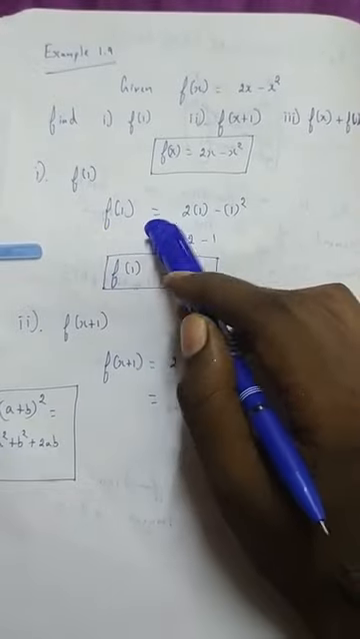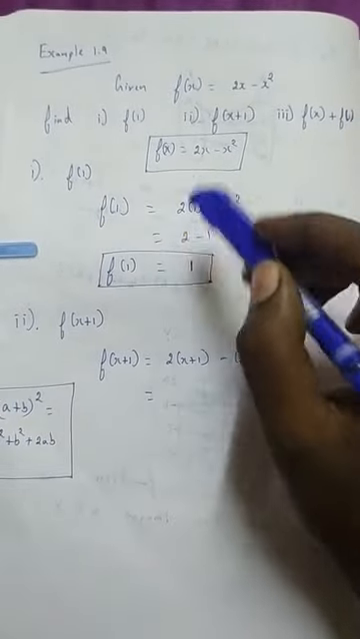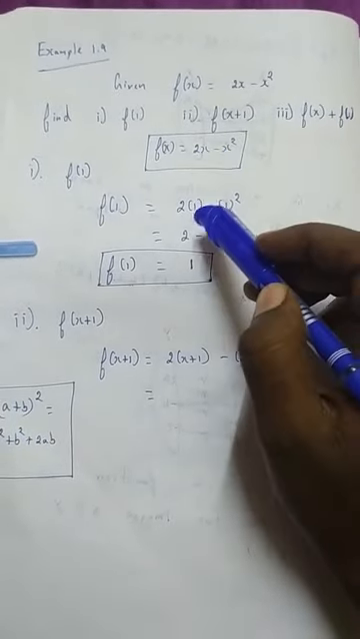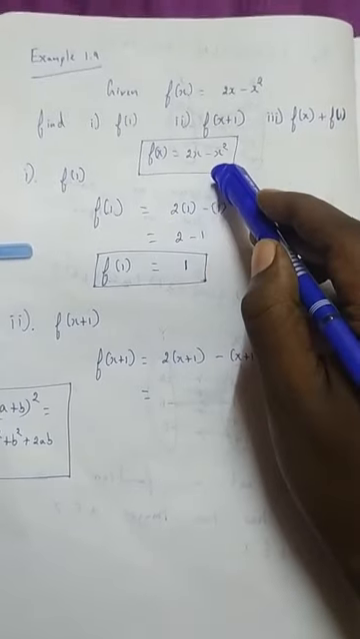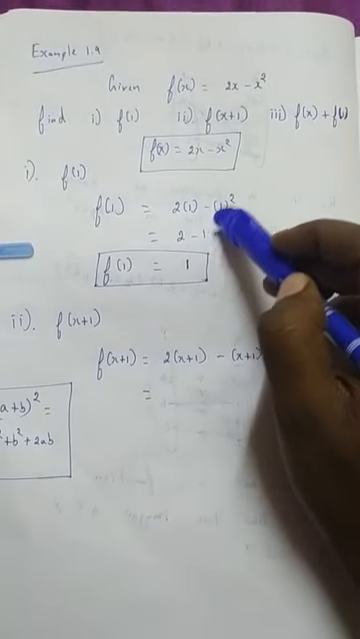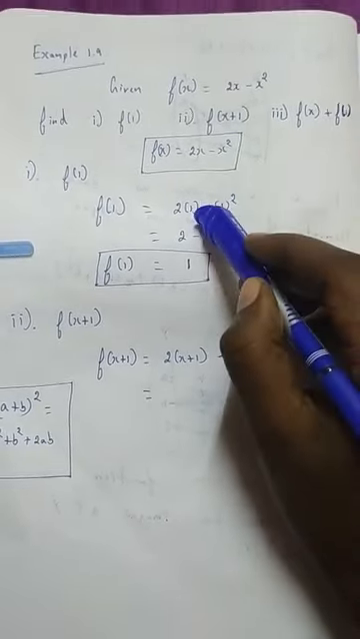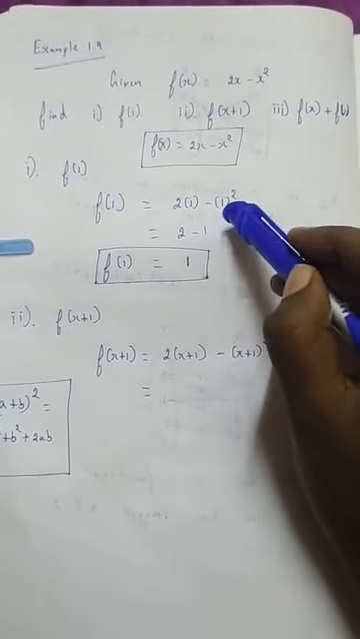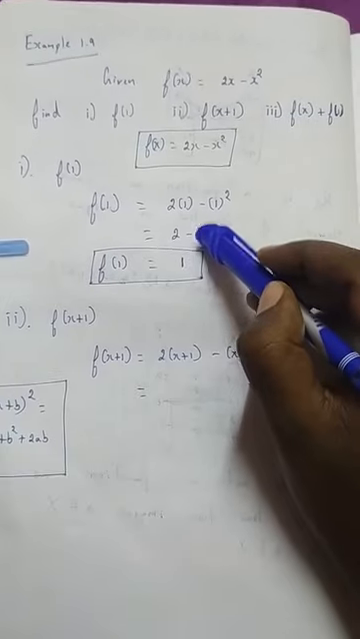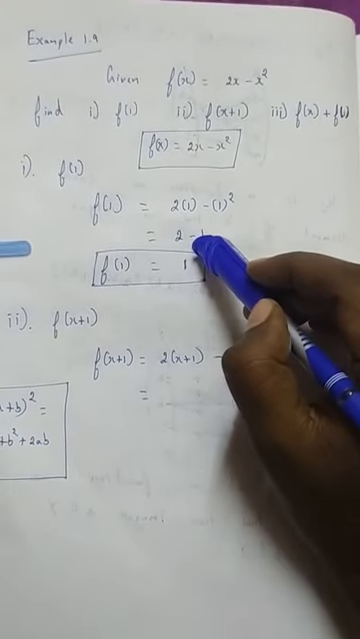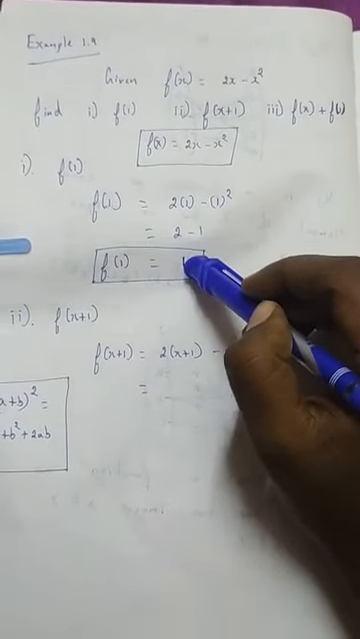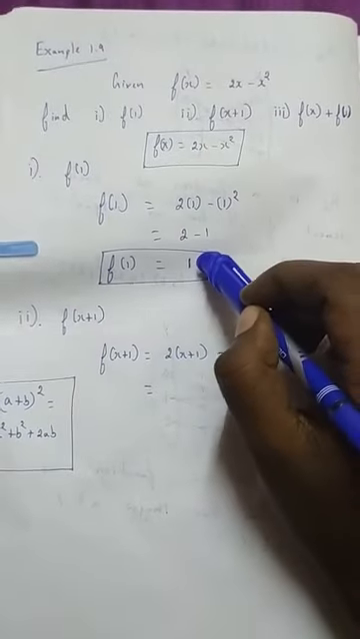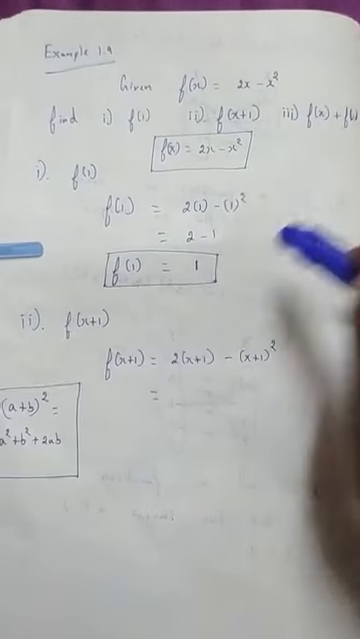F of 1 is nothing but we have to substitute 1 in the place of x. So in this place of x, I substitute 1. So 2 into 1 minus, again in the place of x, I substitute 1, so 1 square. So 2 into 1 is 2. Minus, it is given in the question, minus 1 square. 1 square is plus 1. So 2 minus 1 is what? 1. Therefore, f of 1 is 1. Answer is 1. Okay.